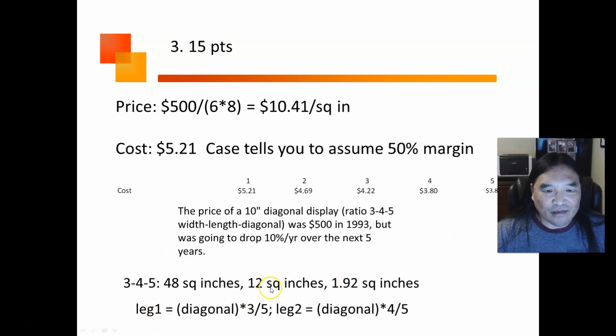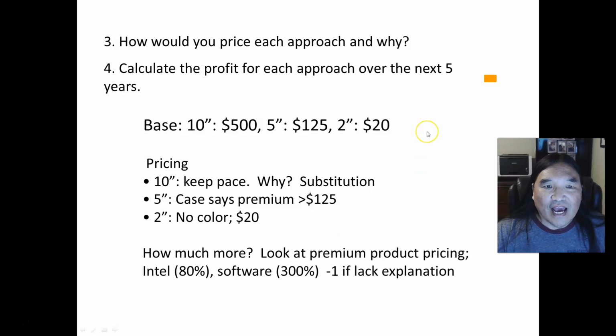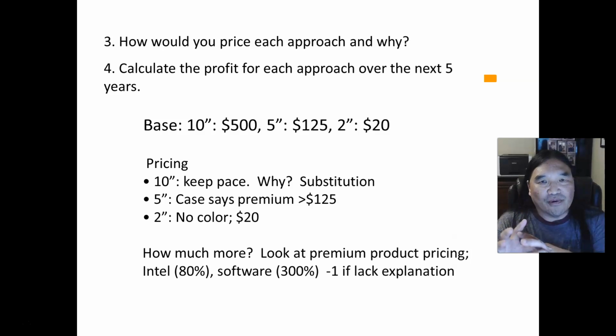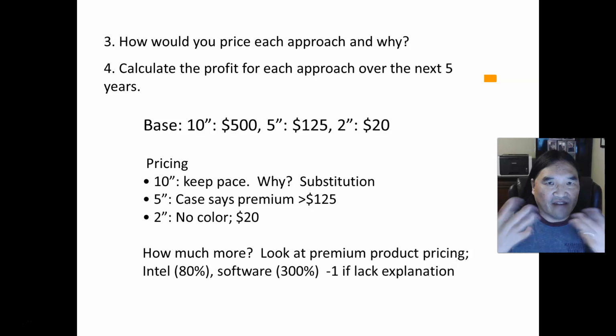And so this reviews, so what's the size of these? 48, 3, 4, 5 for a 5-inch is 12 square inches. But what happens when I've got like a 2-inch? Well, it's 40%, and so that's where you get that from. How would you price each approach and why? Now, can I charge a premium or can I charge average?